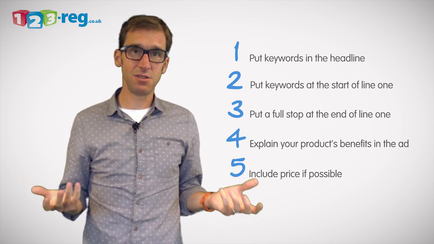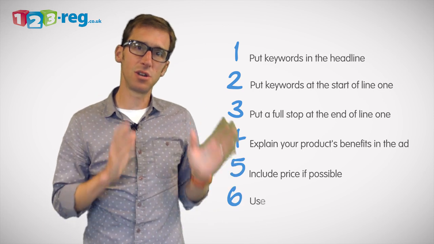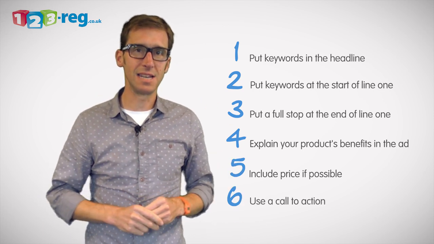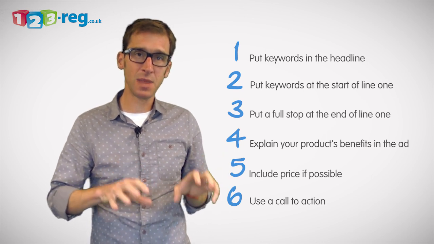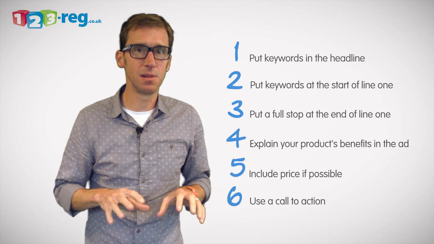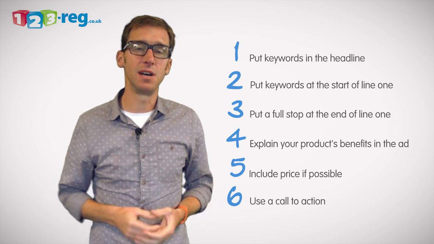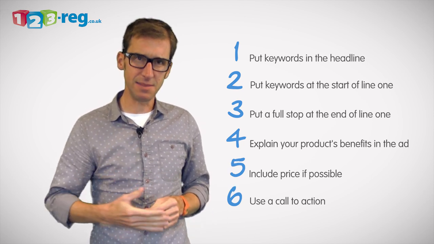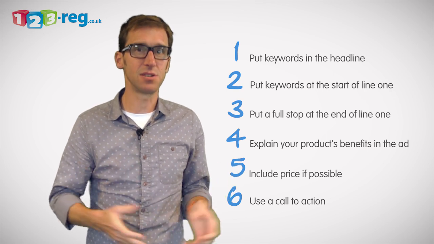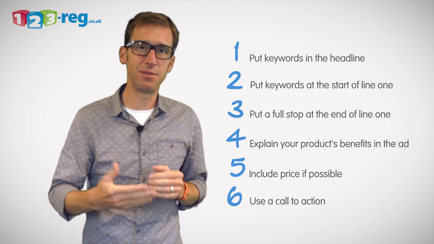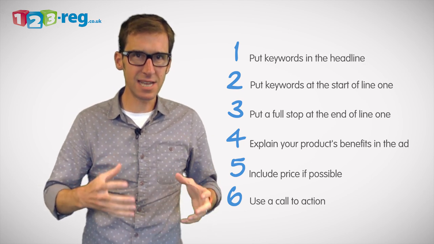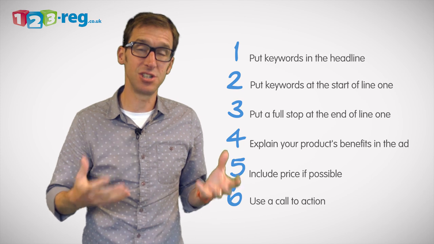And the sixth thing you need to do is make sure that you use a call to action in your ad. Try to get people to click and try to get them to do it now. So you might want to, for example, tell them that it's a special offer. You might want to create urgency by saying that it's just while stock lasts, or that the offer ends at a period of time. But try to get them to take an action, and to take an action now.